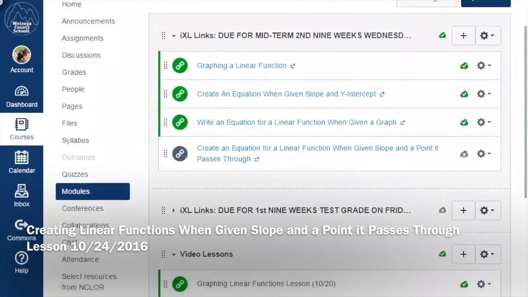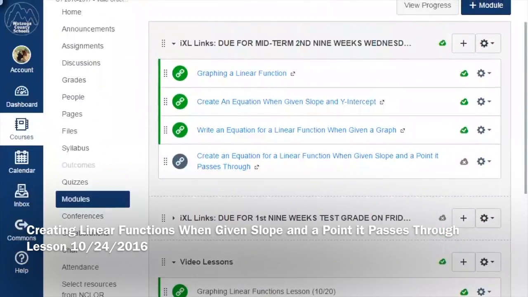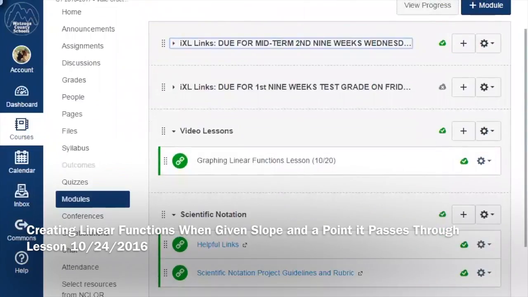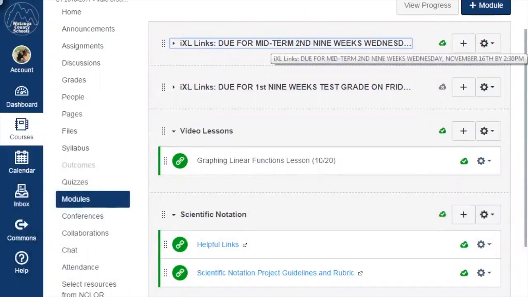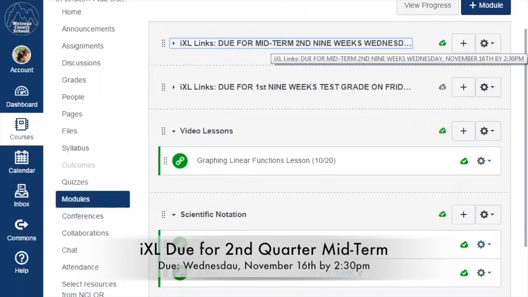I'm probably going to add another one. They are due for a midterm grade for second 9 weeks on Wednesday, November 16th by 2:30 p.m. So by the end of the school day on Wednesday, November 16th. But we start checking ours.